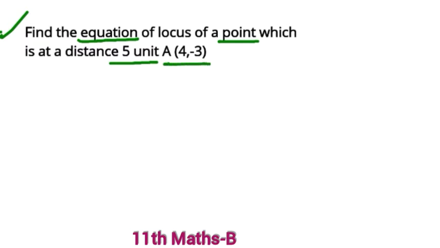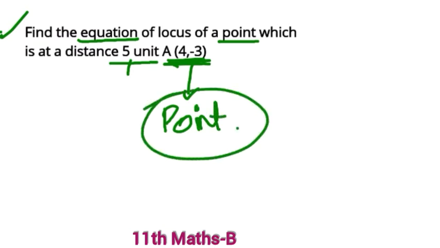The 5 unit is not a point. Here A is a point. It's a point. But the 5 unit one is not a point. Remember, it's not a point. Okay, clear. So let's see what is the locus of a point.